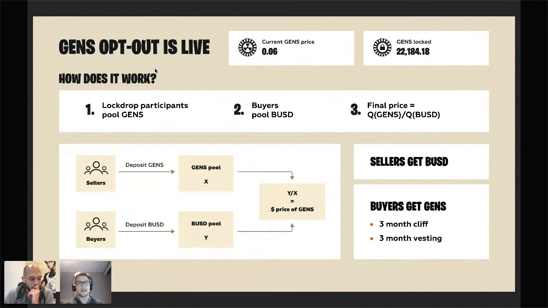But still, the mechanics is pretty simple. It's like a 3-week period where users on one side can put gens into the pool, and users on the other side can put BUSD into the pool. And by the end of that period, the final price where users exchange between each other, so the sellers get BUSD, the buyers get gens, is determined by a simple formula, which is basically quantity of one token divided by the quantity of another token. So sellers get their BUSD instantly and they're happy, but buyers have to wait, and their vesting schedule is 3 months cliff and 3 months vesting.